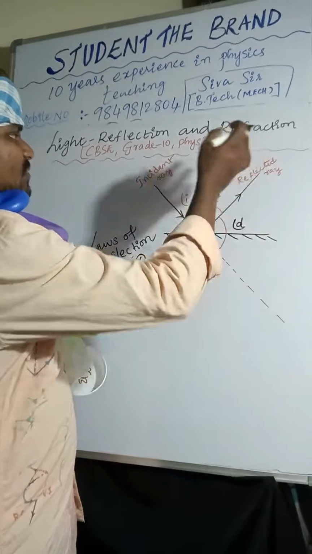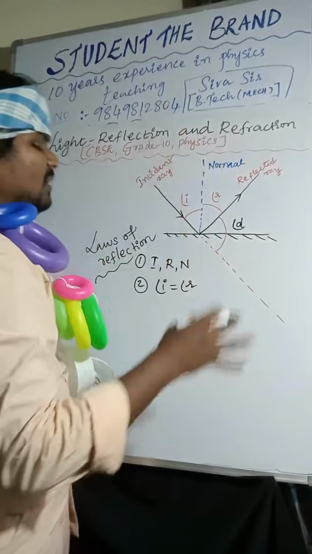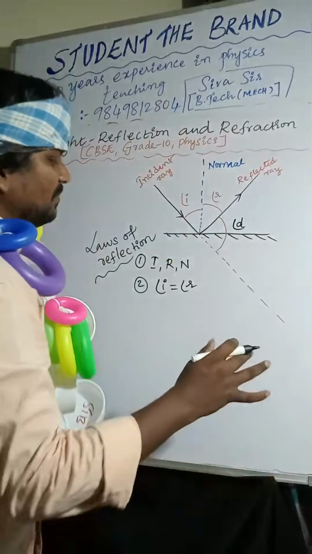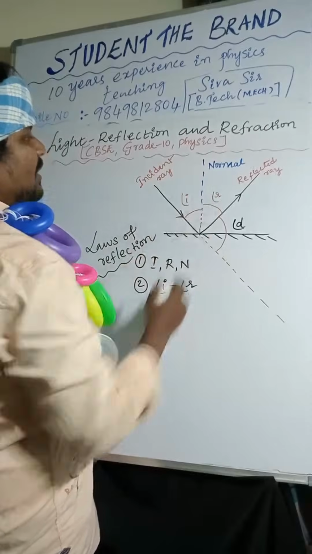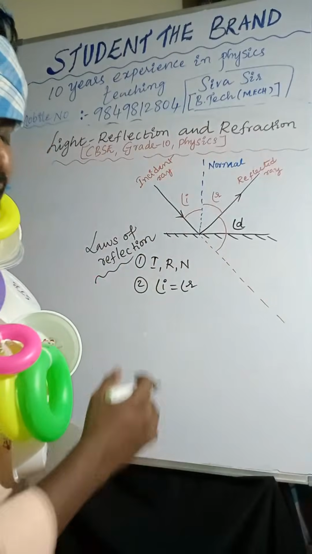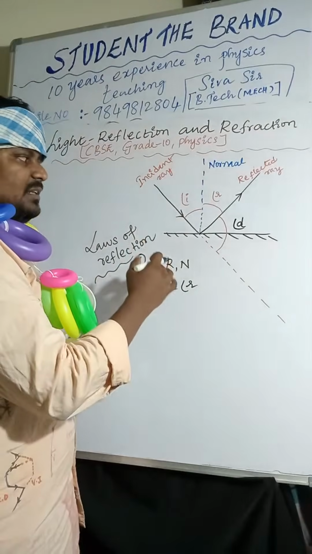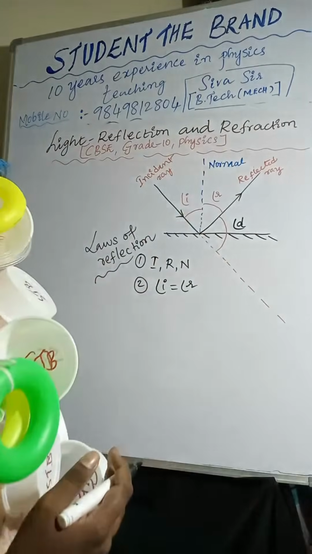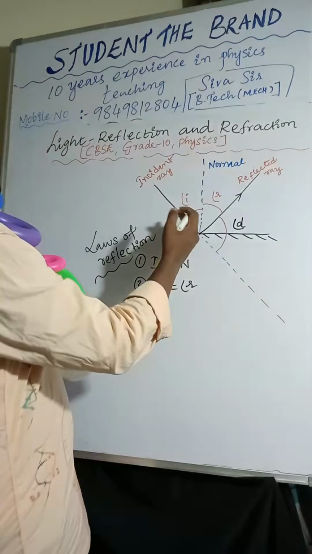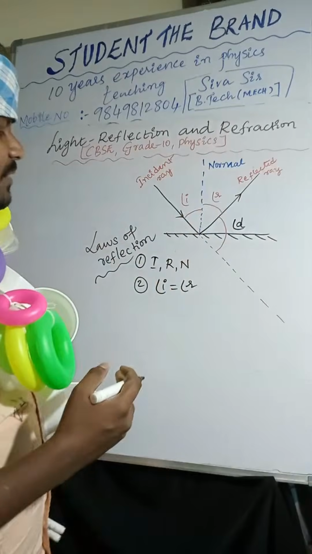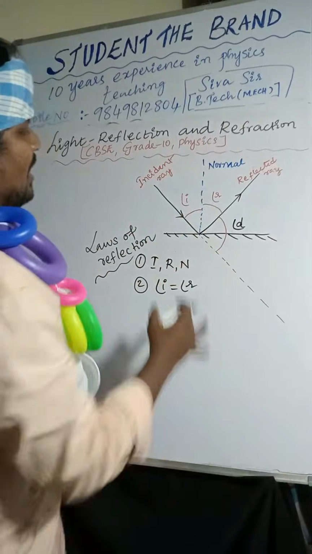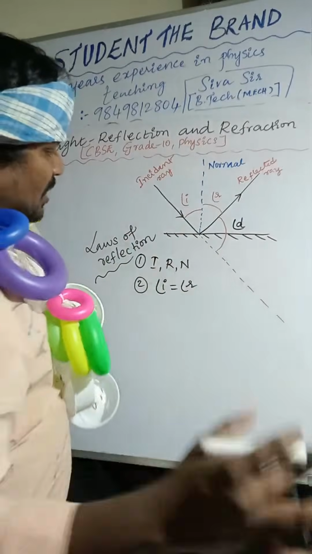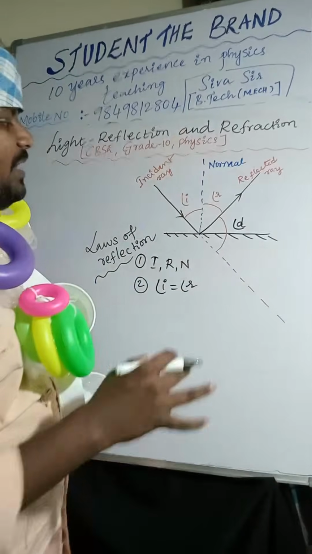Incident ray, reflected ray, and normal line lie in the same plane. The angle of incidence is equal to the angle of reflection. These two are the laws of reflection.